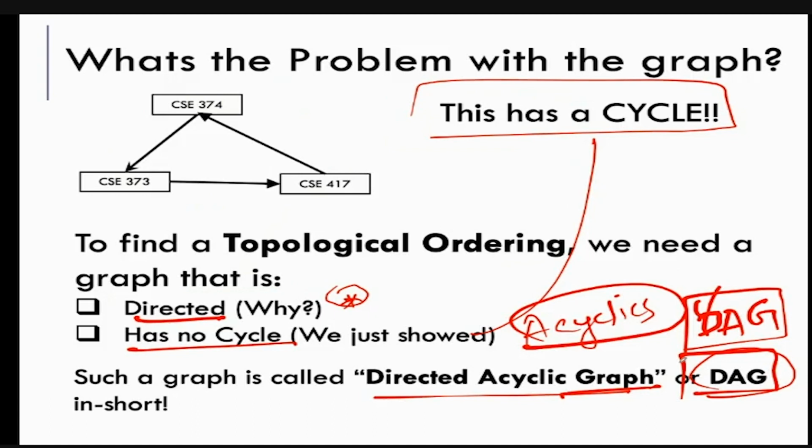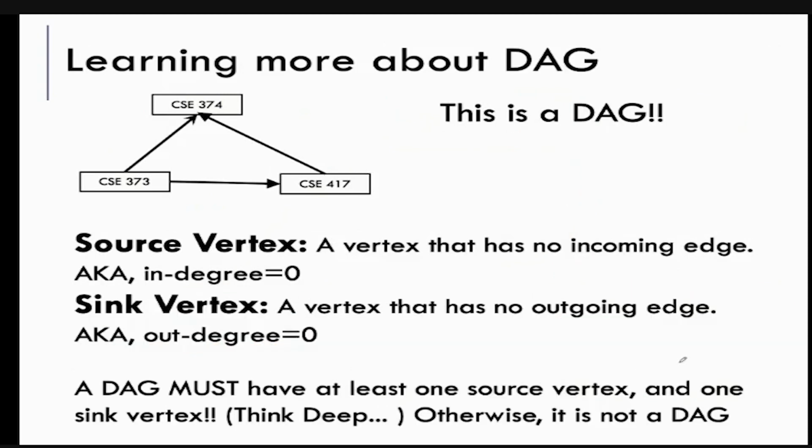So if you are given a graph and it has a cycle, and you were asked to find the topological sort of those vertices, first you will see if it has any cycle. If it does, you will say that it cannot have a topological sort. And only if it does not have any cycle, you go forward to the next procedure. So let's look at something more about this specific graph called DAG.